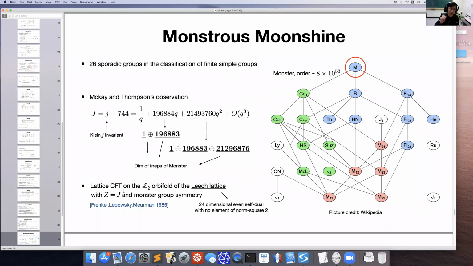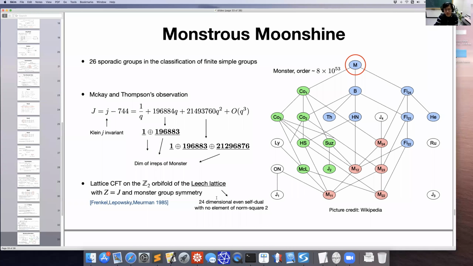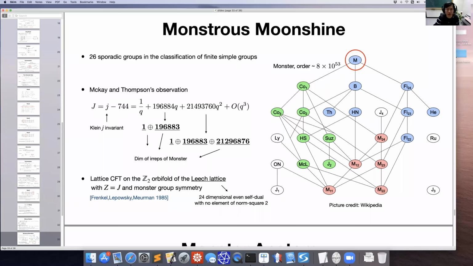And later, three mathematicians, Frenkel, Lepowsky, and Meurman, constructed the CFT. Well, in their language, they constructed a lattice VOA on the Z2 orbifold of the Leech lattice with the partition function precisely this form. And they showed that this CFT has the monster group symmetry. So this explains this observation. By the way, the Leech lattice is the unique lattice among 24-dimensional even self-dual lattices with no element of norm 2. Okay, this is the monstrous moonshine.